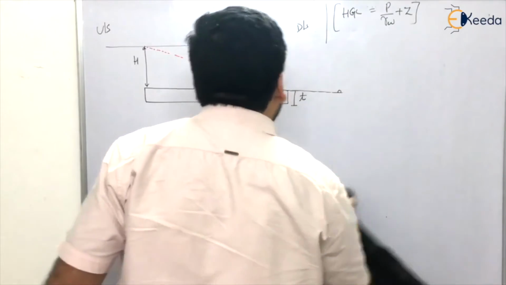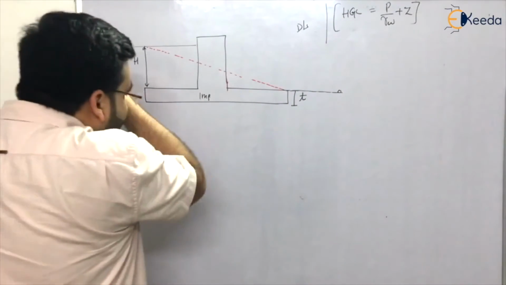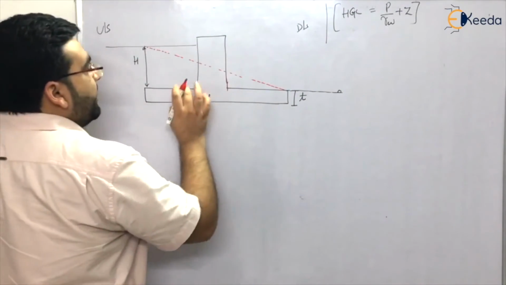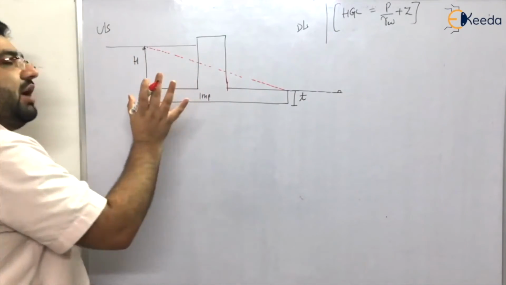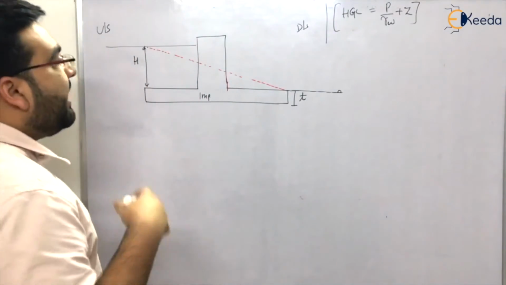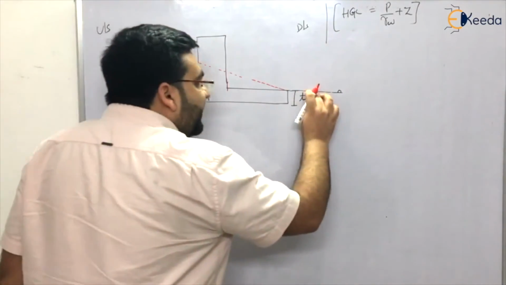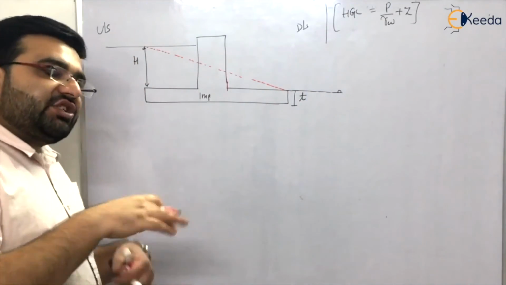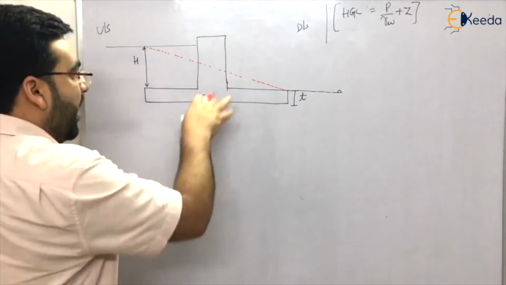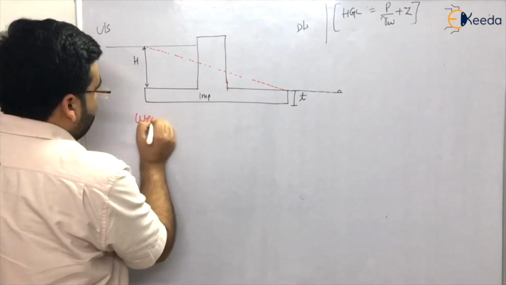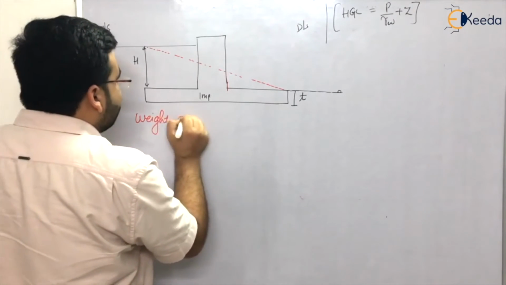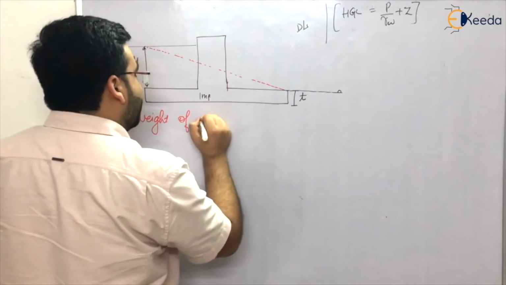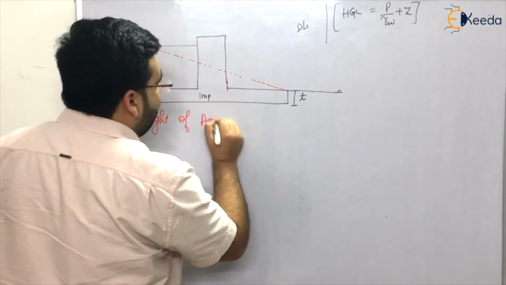So I have to calculate now. You know that the uplift pressure can be avoided if this thickness is very high, if the weight of the structure is very high. So I will say that now the weight of the foundation or strata, weight of apron.